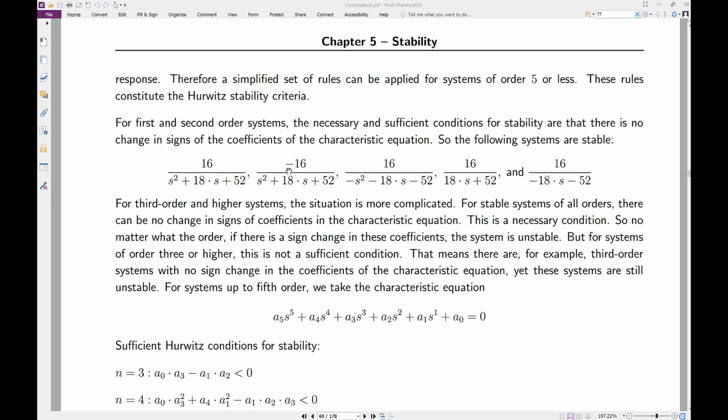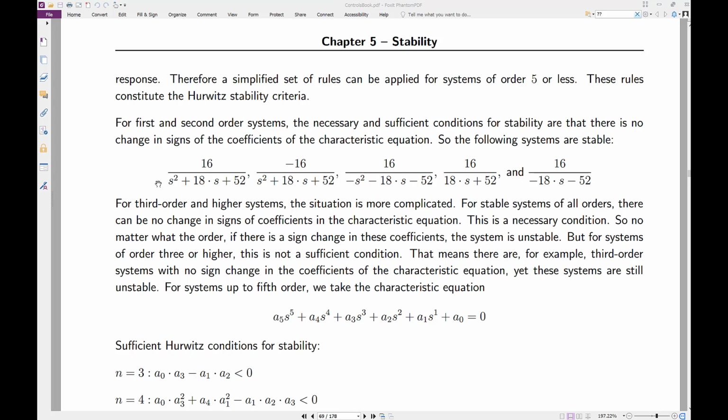So we can look at all of these systems and gauge their stability. These are different systems here, and it says all of these systems are stable. What we're looking at, we don't care about the numerator at all. Whether it's positive or negative doesn't play a role as far as the stability goes. It'll determine whether the system goes up or down, but it won't determine whether the system blows up or not. And what we're looking for is sign changes, not negative signs, but sign changes.